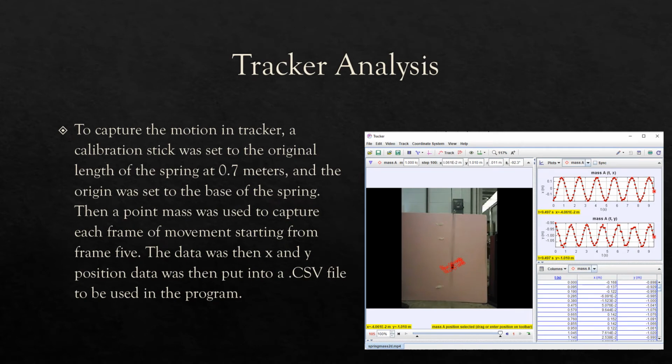Tracker analysis. To capture the motion in Tracker, a calibration stick was set to the original length of the spring at 0.7 meters, and the origin was set to the base of the spring. Then a point mass was used to capture each frame of movement starting from frame 5. The data was also separated into X and Y and then put into a CSV file that was used in the program.